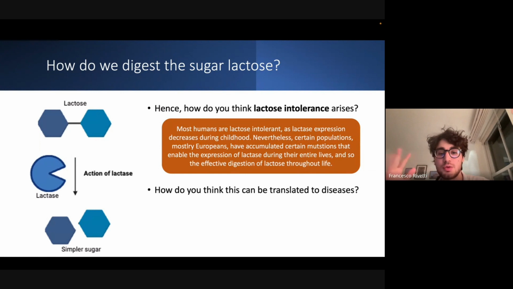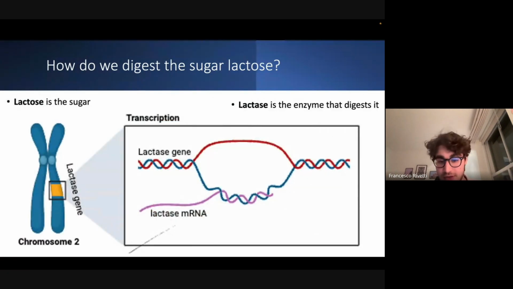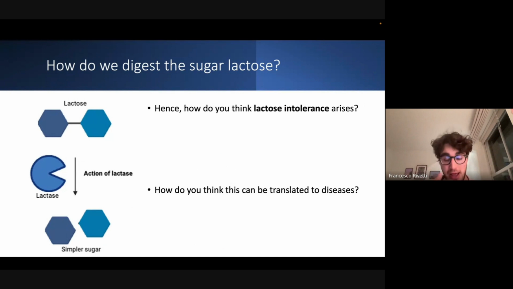It was just to set in the minds of everyone how any errors, any changes in this process will lead to disease. And as it was mentioned, mutations, which are just changes in the DNA, can then affect the mRNA, which in turn will affect the protein that is being made. So if DNA is mutated, it will change the protein at the end, and that can affect its function. And that's how a lot of diseases arise.